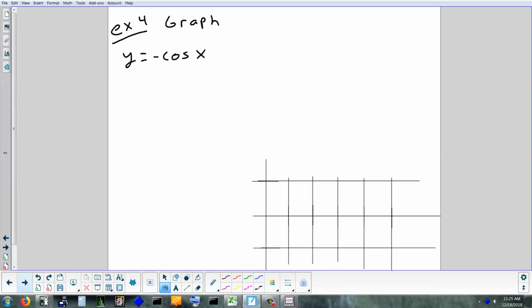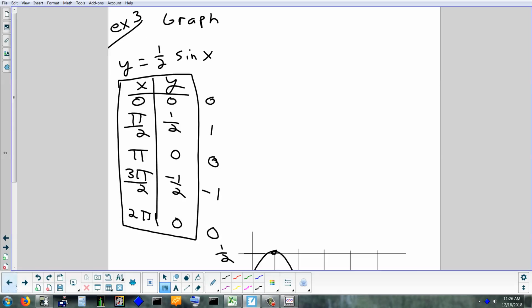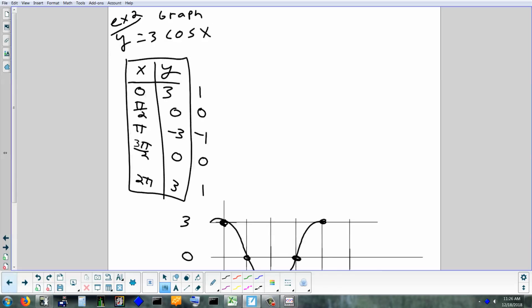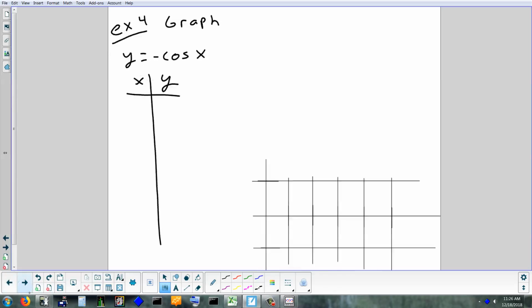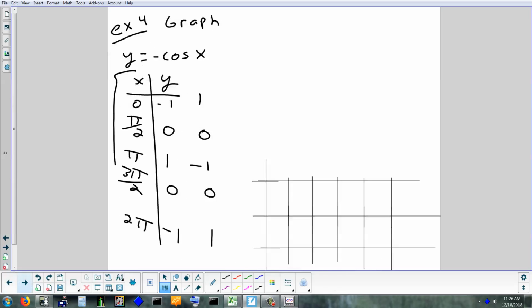But this is not going to look like cosine. It's going to be the cosine function, but it's going to be upside down. It's going to flip. So we just did all the original y's and x's for cosine in example 2. So we've got 0, pi over 2, pi, 3 pi over 2, 2 pi. And now you're just going to take all the y values and make them the opposite. So you would normally have 1, 0, negative 1, 0, 1. Change the sign of every number. Negative 1, 0, 1, 0, negative 1.